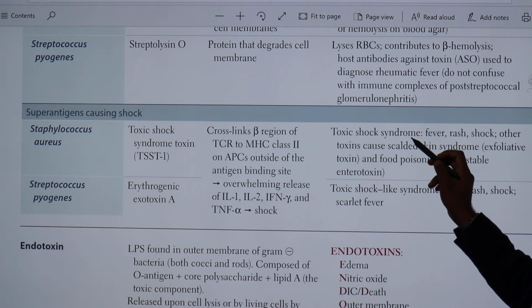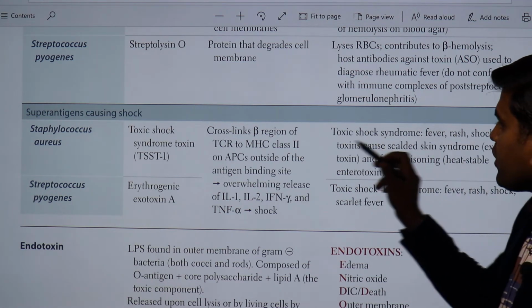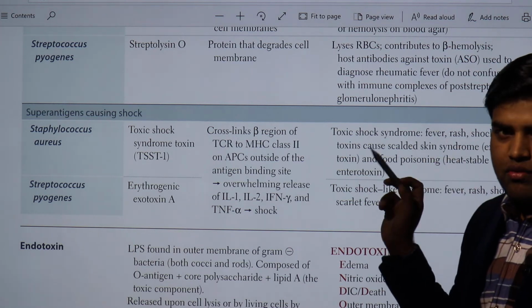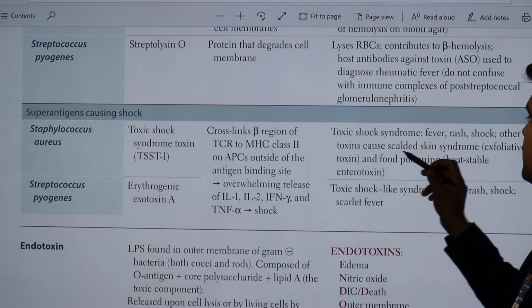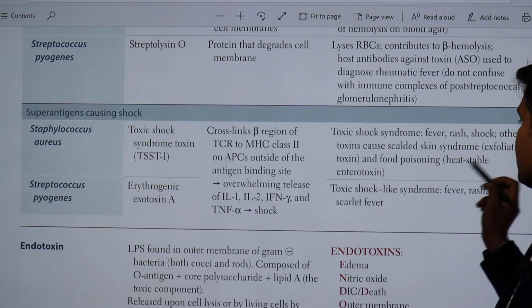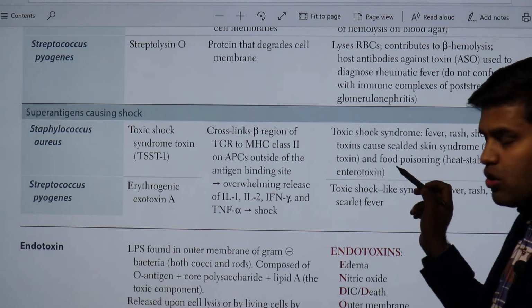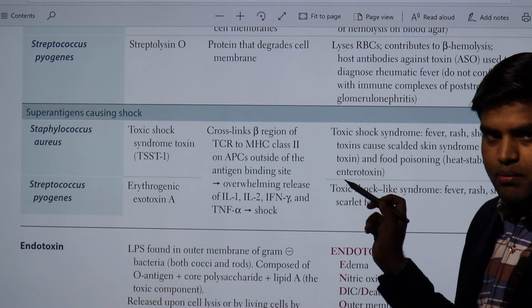What are the features of toxic shock syndrome? That is fever, rash, shock. These are the main components of toxic shock syndrome features. There are other toxins of Staphylococcus, like the toxin causing scalded skin syndrome, that is exfoliative toxin, and food poisoning by the stable enterotoxin. These toxins are released by Staphylococcus aureus, but they are not superantigens.